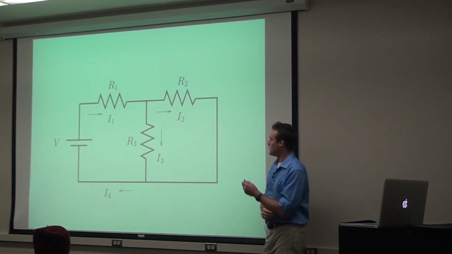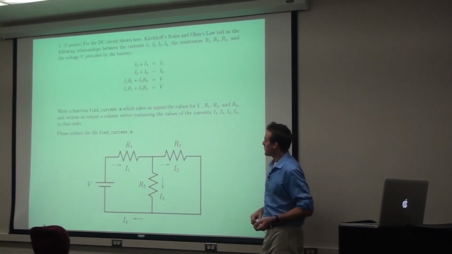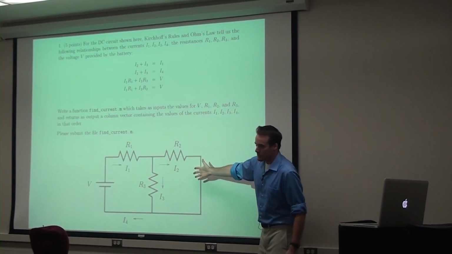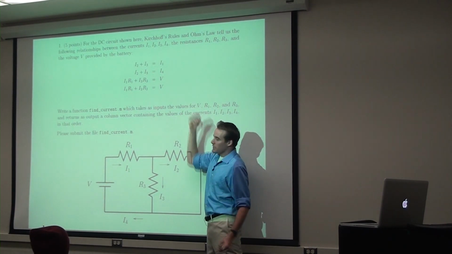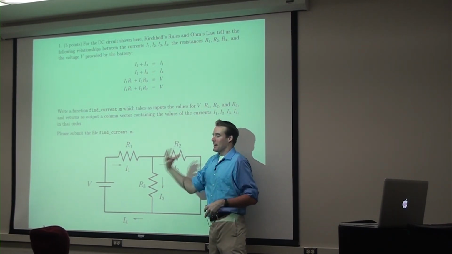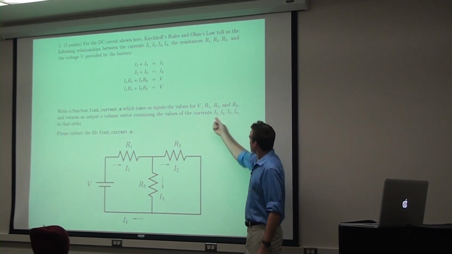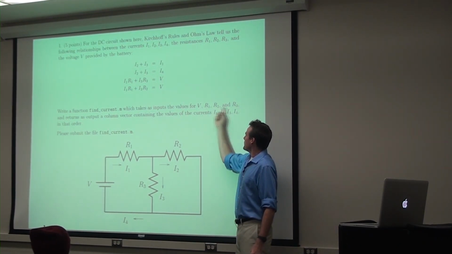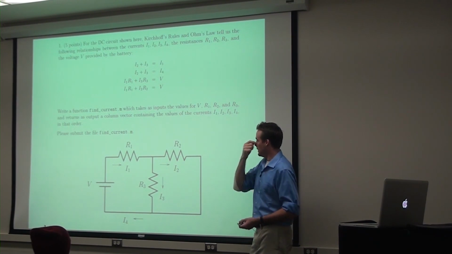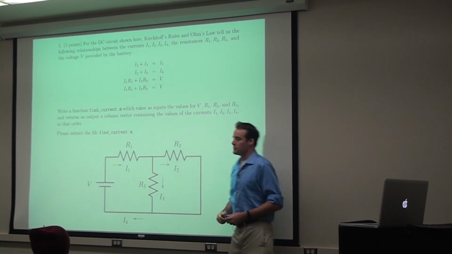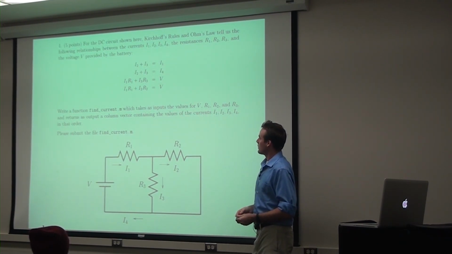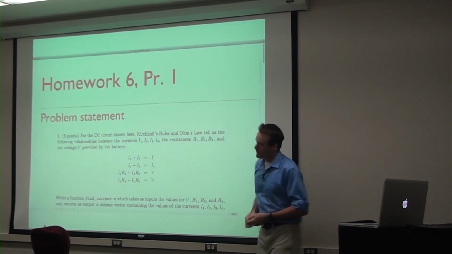Okay, so the first one. You probably remember this. This is from a few homeworks ago. But the idea is, here's an electrical circuit. Here are some equations that relate the voltage, the resistances, and the currents in the circuit. Please find the currents as a function of the voltage and the resistances. Okay? And it packages this all up into some function. Great. So let's just see how this would look.